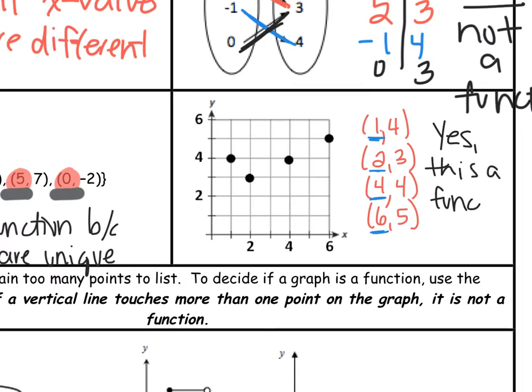Now one thing I want to mention is the y values. If you look at the y values here, the 4 repeats in the first ordered pair and it repeats in the second ordered pair. I don't care about that. I don't care if every single y value is the same. I just have to worry about the x values. The x values cannot repeat. The y values can repeat.